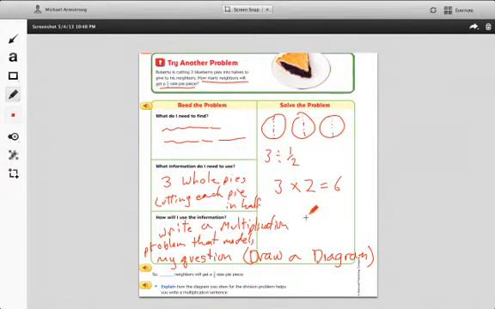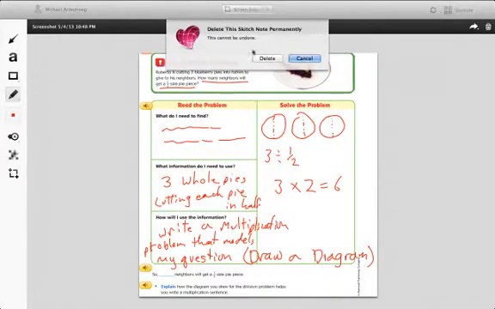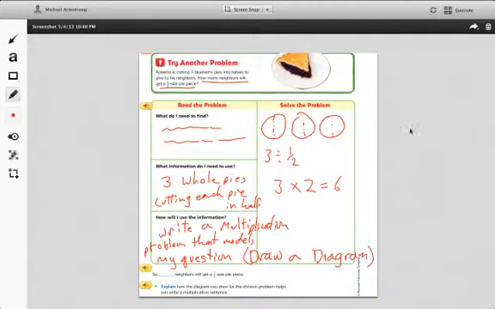And if, can I erase this? I don't know how to erase anything on this. No, I don't want to do that. Cancel. I just wanted to draw over here to show you again how that works. So I'll draw here real small. Maybe I'll change the color.